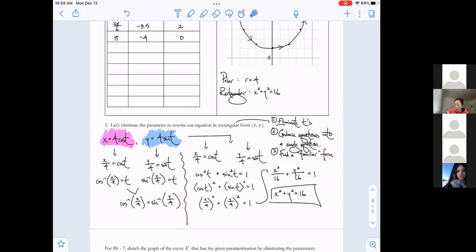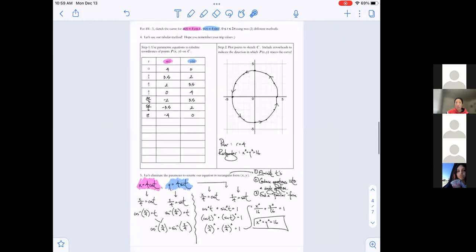All right. Let me zoom in on this page for a moment. Are there any questions about example 4 and 5 so far?